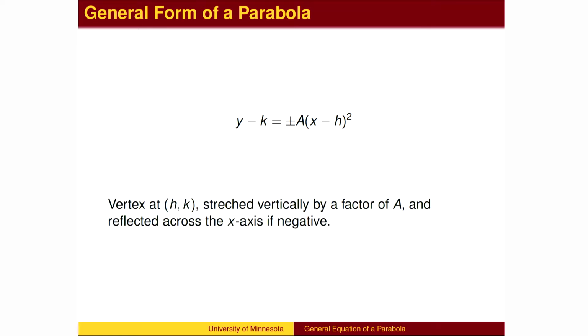A minus sign in front will reflect the graph. The A will stretch the graph vertically. The H will shift the graph horizontally, and the K will shift the graph vertically, so the vertex will be at (h, k).